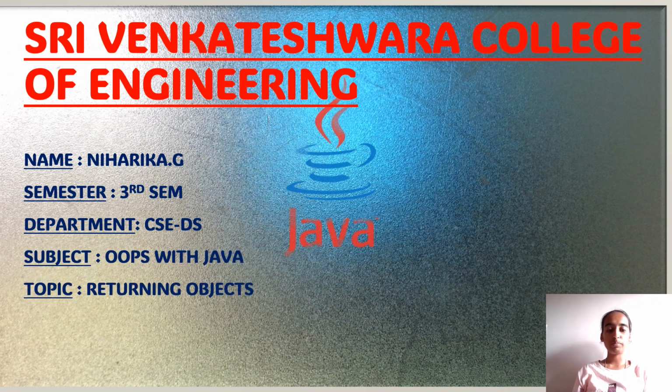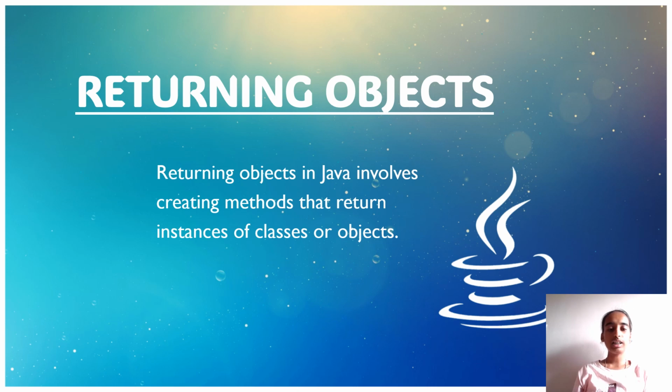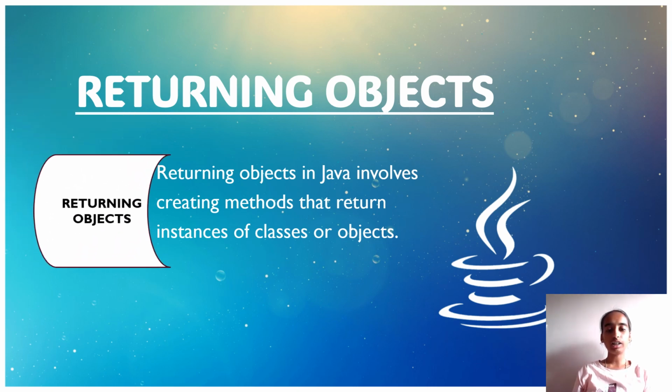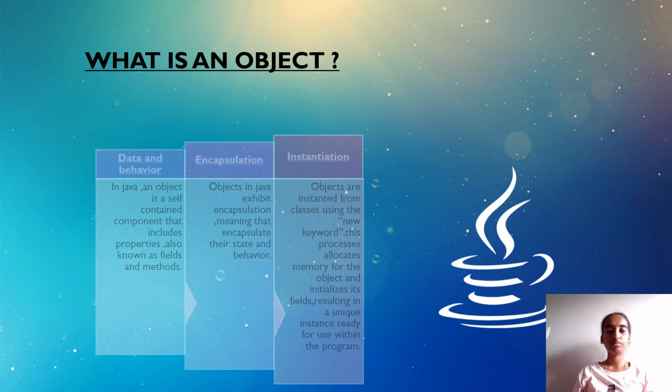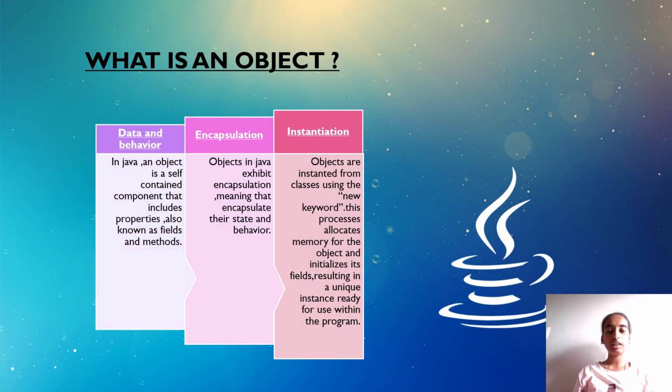And here is my topic, returning objects. Let us move on to what is returning objects. Returning objects in Java involves creating methods that return an instance of a class, or objects. Let us study what is an object in Java. Objects have mainly 3 points: data and behavior, encapsulation, instantiation.